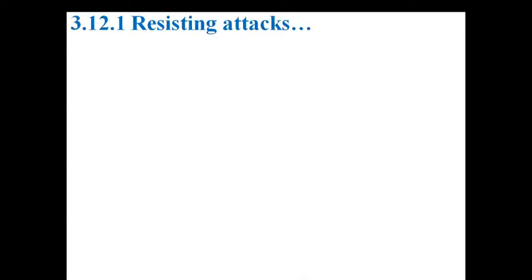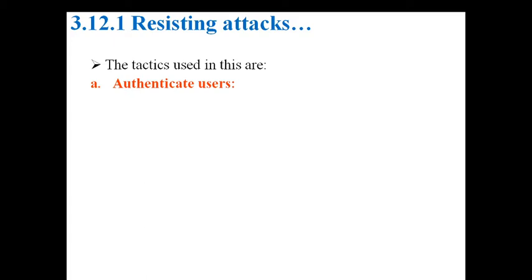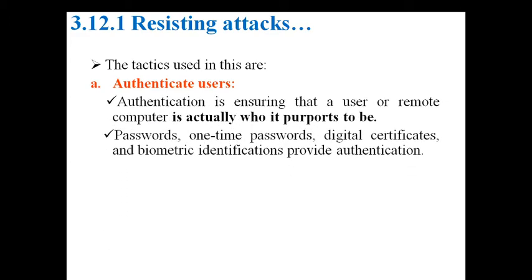First, resisting attacks. How to resist attacks means we have some methods, which I gave as a list in the previous slide. Those are authenticate users. Only the persons who are legitimate users in our system are going to be allowed. So how do we verify whether these users are authenticated or not? By using login details, passwords, or iris scans like that. So passwords, one-time passwords, digital certificates and biometric identification provide authentication, right?